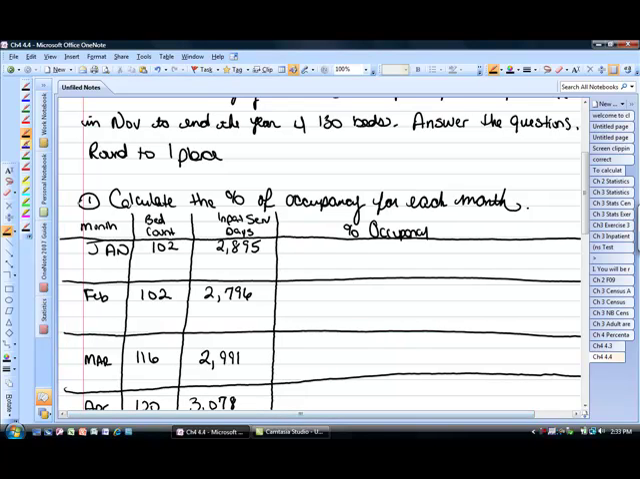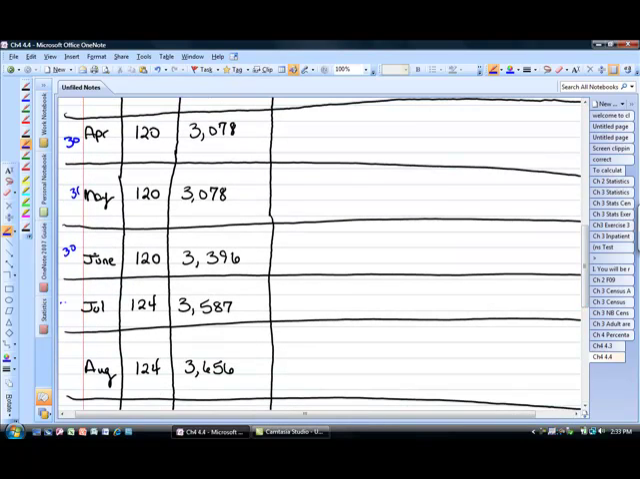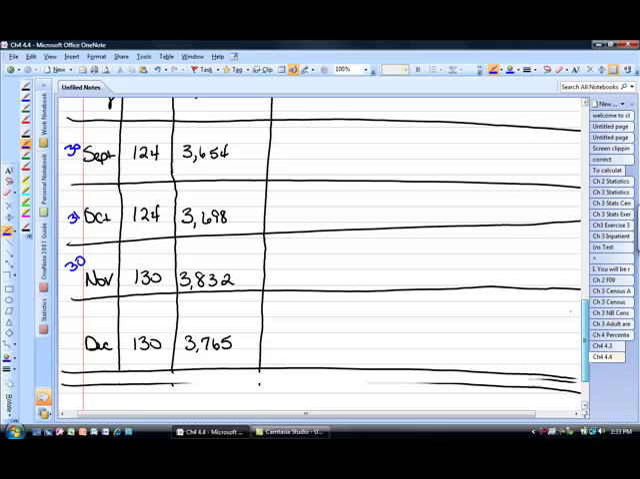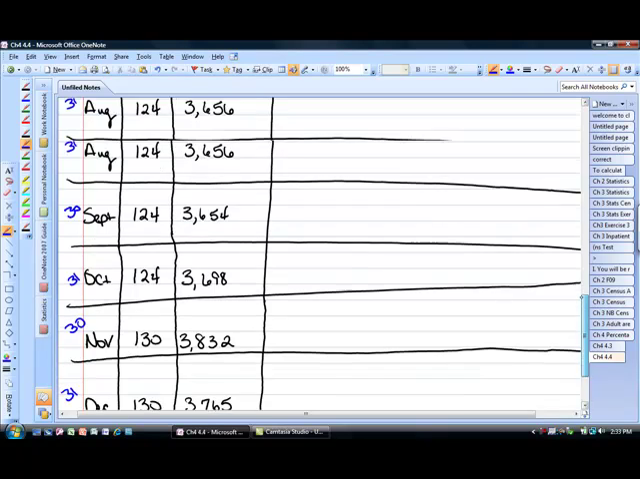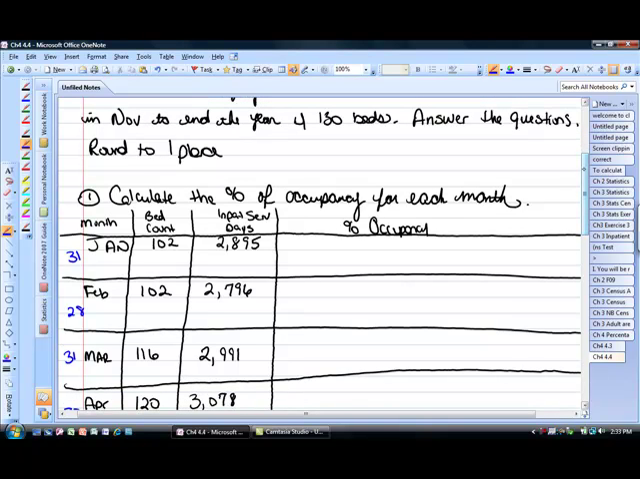So if you'll remember, we have 31 days in January, 28 in February, 31 in March, 30 in April, 31 in May, 30 in June, 31 in July, 31 in August, 30 in September, 31 in October, 30 in November, and 31 in December. And this will be helpful as we set up our formula and perform our calculations.